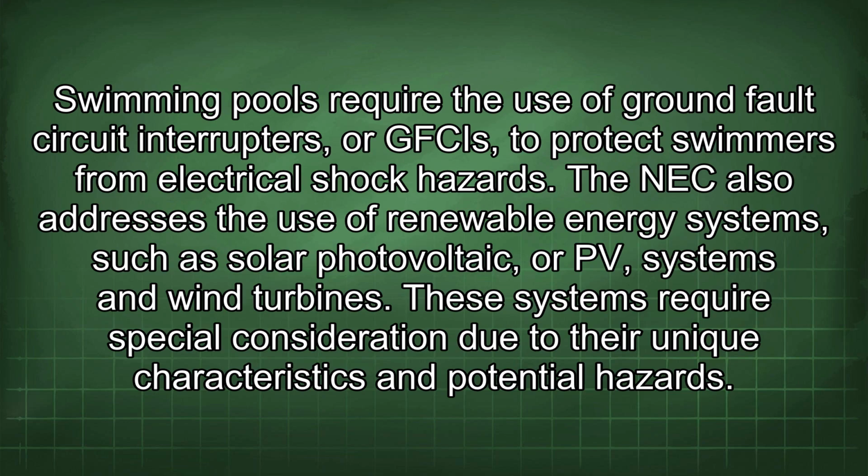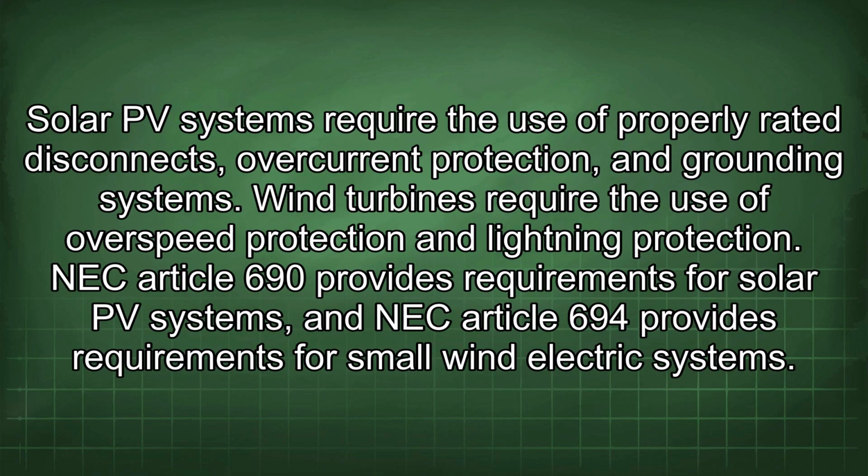The NEC also addresses the use of renewable energy systems such as solar photovoltaic, or PV, systems and wind turbines. These systems require special consideration due to their unique characteristics and potential hazards. Solar PV systems require the use of properly rated disconnects, overcurrent protection, and grounding systems. Wind turbines require the use of overspeed protection and lightning protection. NEC Article 690 provides requirements for solar PV systems, and NEC Article 694 provides requirements for small wind electric systems.